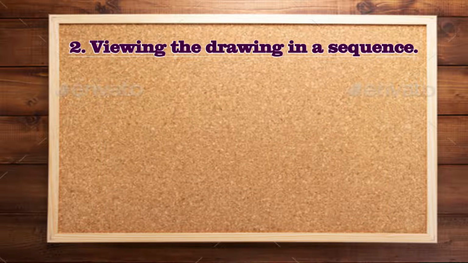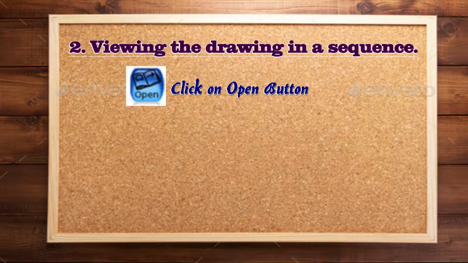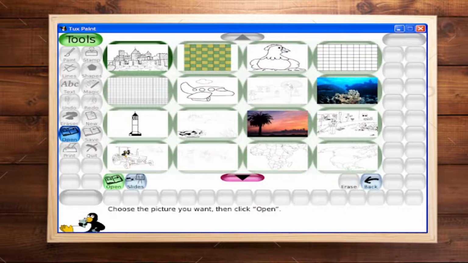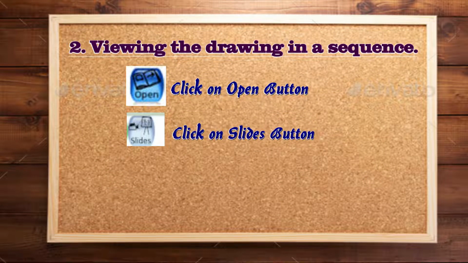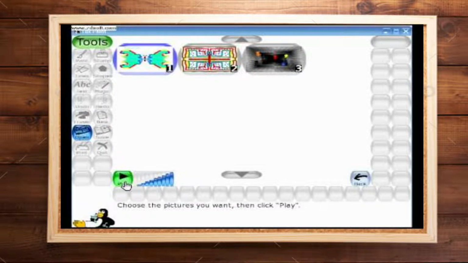Now viewing the drawing in a sequence. In this action, you can see all the pictures in an order. How can we do that? First of all, click on open button. When we click on this open button, we can see all the pictures that we have saved in Tux Paint. In that window, click slides button that you can see at the bottom. Now the third step, click on each image in the order you want to view them.